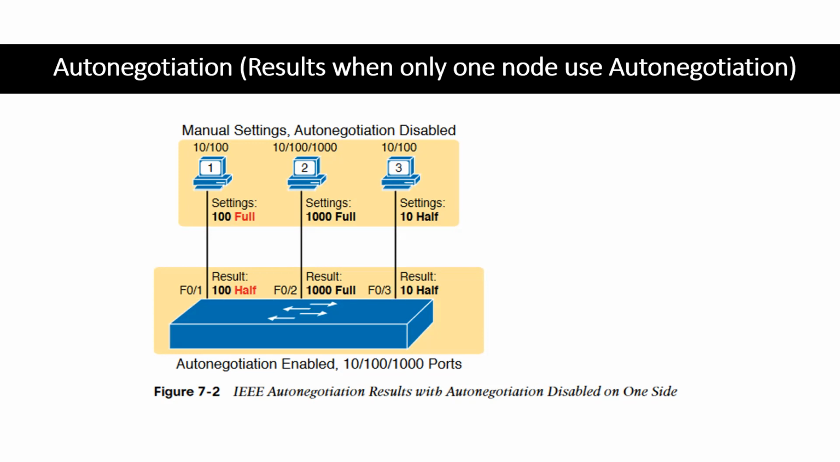It will detect it. IEEE auto negotiation within the switch will, in a sense, auto negotiate within itself, because there's no auto negotiation messages coming from my PC. It'll auto negotiate with itself, seeing its software, and say, I'm seeing data being sent to me at 10 megabits per second. I need to go ahead and default that to half duplex. And so this is how it looks when only one node uses auto negotiation.